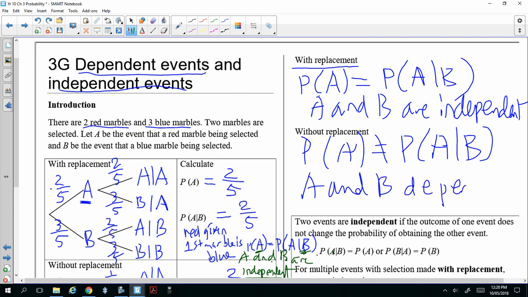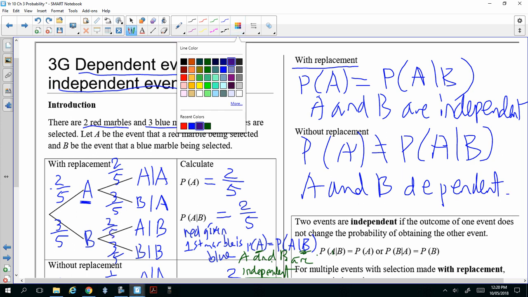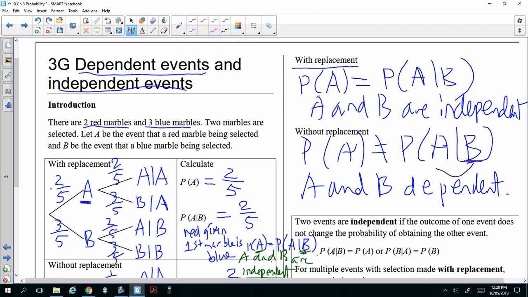Because the result of B affected your chance of getting an A. Whereas in this one, when B has happened, it didn't affect your chance of A happening. So one affects the probability of the event, one doesn't. If it affects it, it's not independent. If it doesn't affect, it is independent.